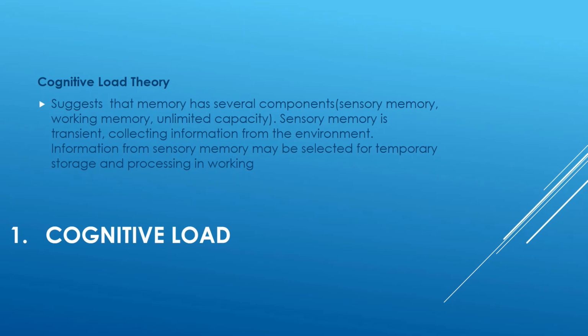We need not to go into details of this theory, but the main part of this theory is that the learner must be selective about what information from sensory memory to pay attention to during the learning process.